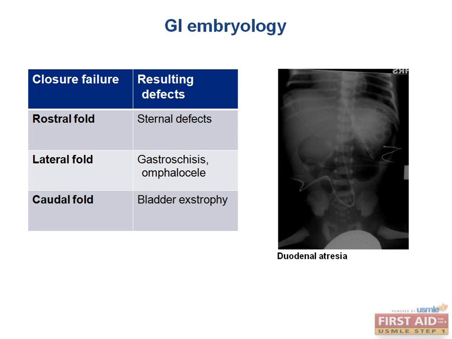Jejunal, ileal, or colonic atresia is due to a vascular accident during development, leading to ischemia and narrowing or obliteration of the affected area. This results in an apple peel appearance of the bowel and is called an apple peel atresia.